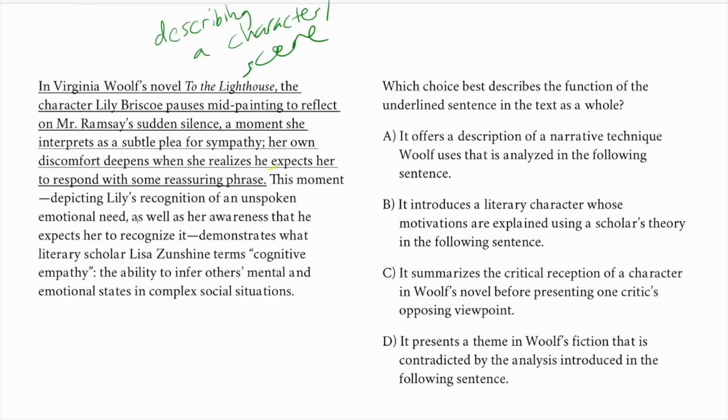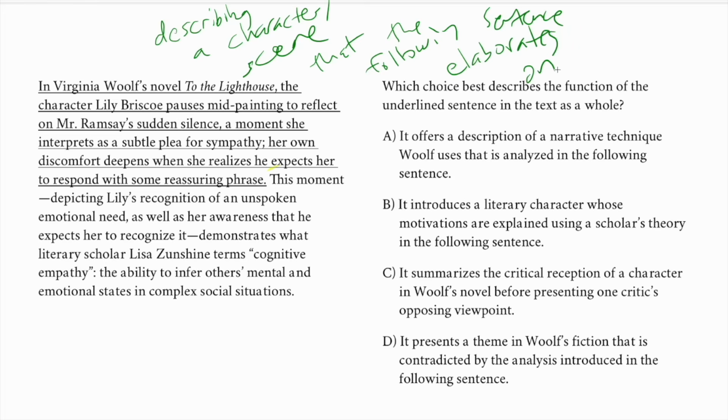So this moment, depicting Lily's recognition of an unspoken emotional need, as well as her awareness that he expects her to recognize it, demonstrates what literary scholar so-and-so terms cognitive empathy, the ability to infer others' mental and emotional states in complex social situations. So that means that our underlined sentence is describing a character slash scene that the following sentence elaborates on. And we could probably get more specific, but that the following sentence elaborates on. And how does it elaborate on it? By doing so in the context of this term, cognitive empathy.